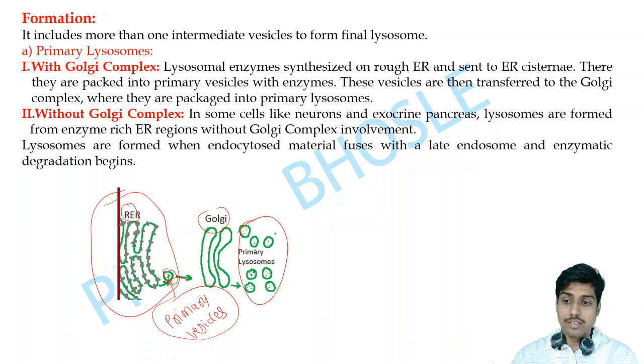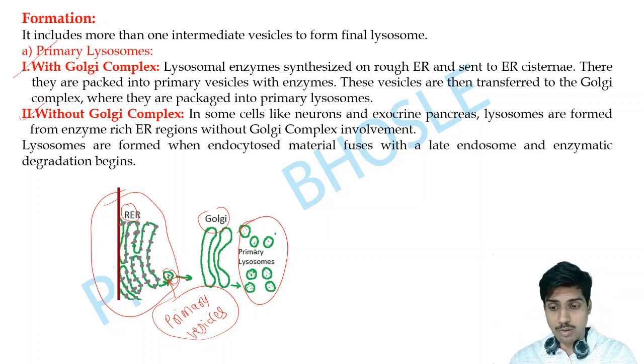This process is postulated to occur in two ways. One is with the involvement of the Golgi complex, and another is without the involvement of the Golgi complex. In some cells like neurons and exocrine pancreas, lysosomes are formed from enzyme-rich endoplasmic regions without the Golgi complex involved. So just remember that point. And the lysosomes are formed when endocytosed material fuses with a late endosome and enzyme degradation begins.